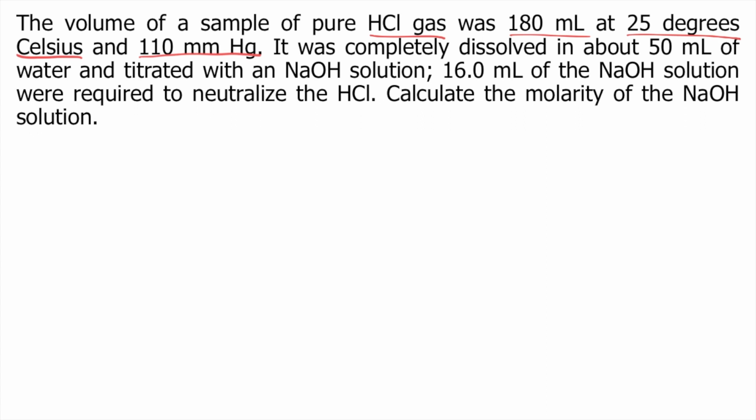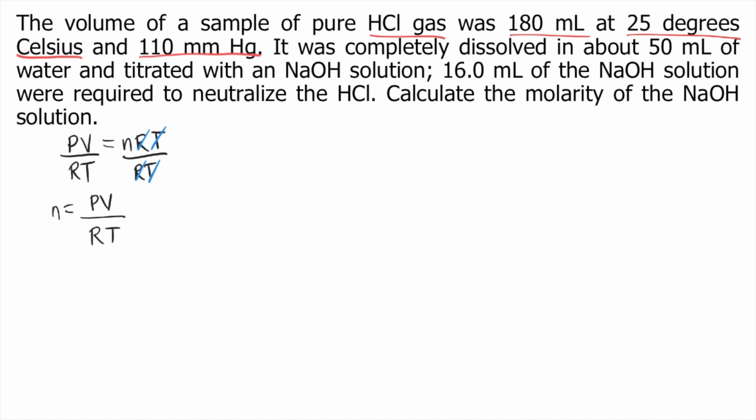So we can use the ideal gas equation, which we all know is PV equals nRT. Since the pressure, volume, and temperature are already given, what's missing is the number of moles, or n. To solve for n, you divide both sides of the equation by RT. So RT cancels on the right side. So n is PV over RT.